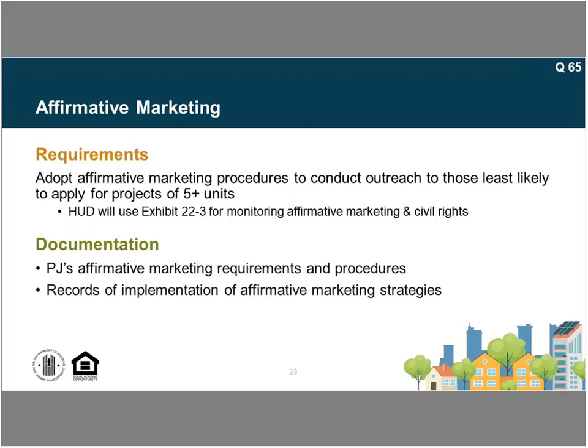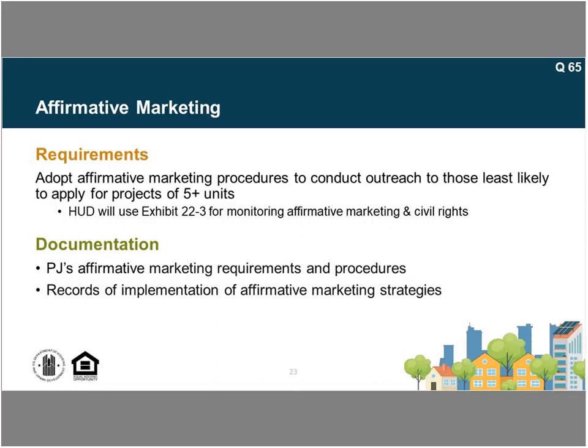When HUD comes on site, they will use not only this particular exhibit, but they'll also use Exhibit 22-3, which gets into some of the fair housing and civil rights issues. So they'll use that extra exhibit to monitor your affirmative marketing. What I'm going to refer you to is Homebuyers Volume 14, number 1, for more guidance on the things that you need to have in your affirmative marketing procedures, and it would be useful for you to make certain that what you have stands up to those standards as expressed in Homebuyers 14.1.